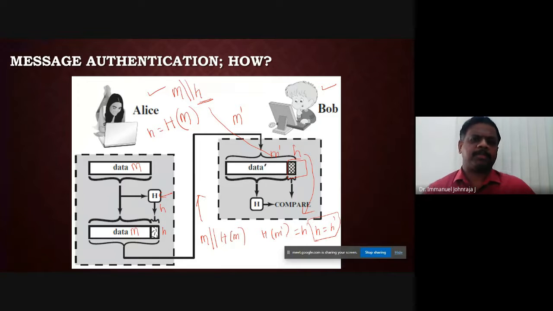How is it possible, sir? Now we need to discuss this. How is it possible that he can convince himself? Now you recall there were two properties we spoke about at the start of this session. What was the one? You have your hash message, which is called the digest in our example. From this digest, you will not be able to create the original message.